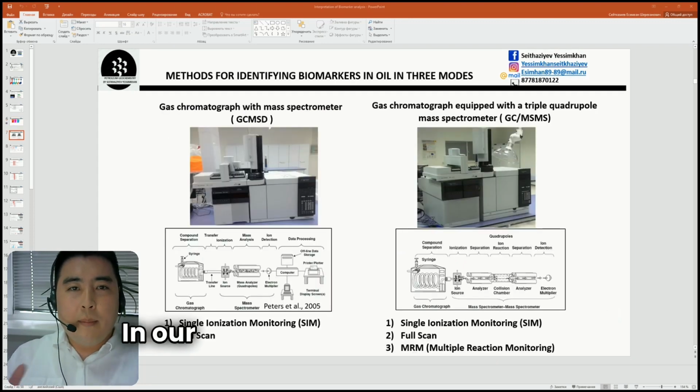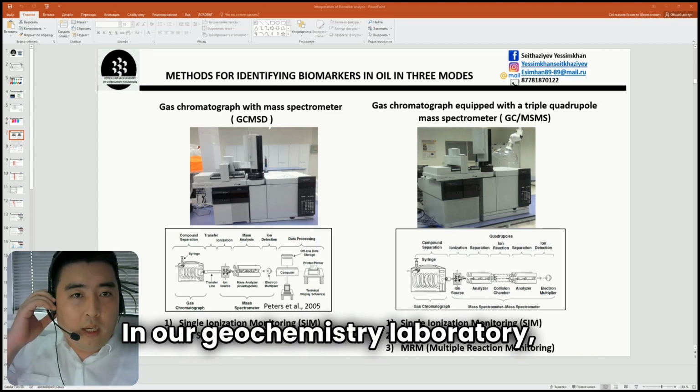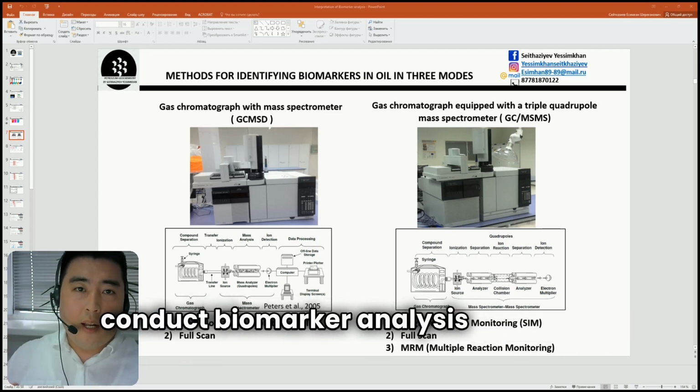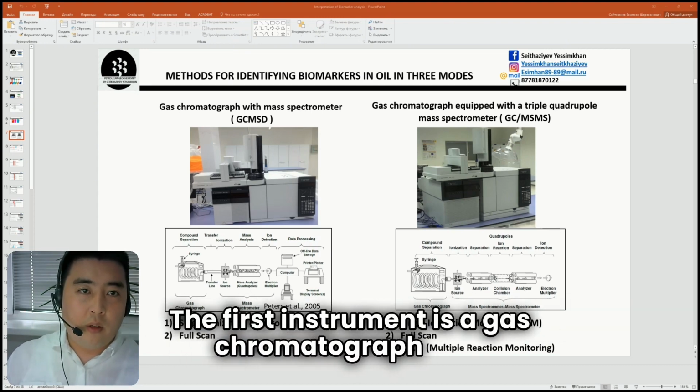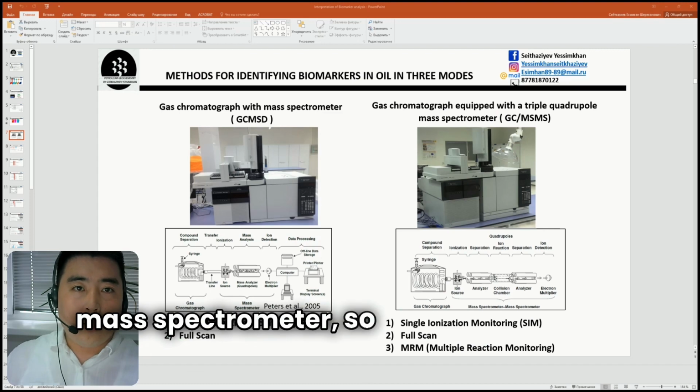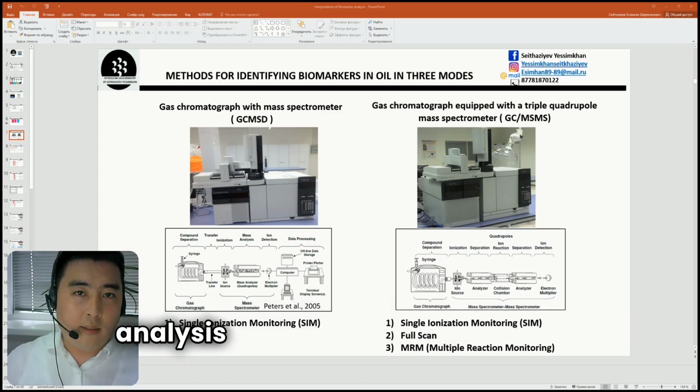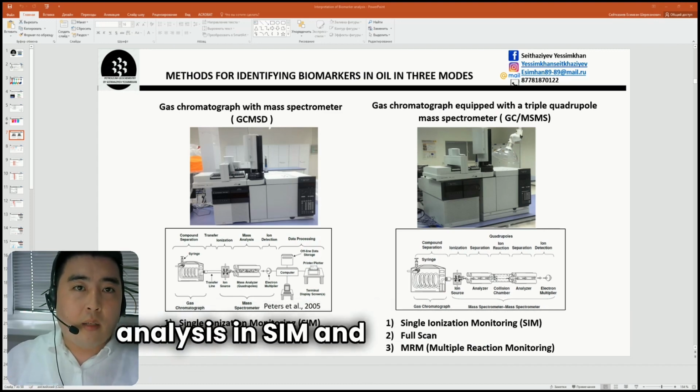In our geochemistry laboratory, we conduct biomarker analysis using two instruments. The first instrument is a gas chromatograph with mass spectrometer. So here you can carry out analysis in SIM and full scan modes.